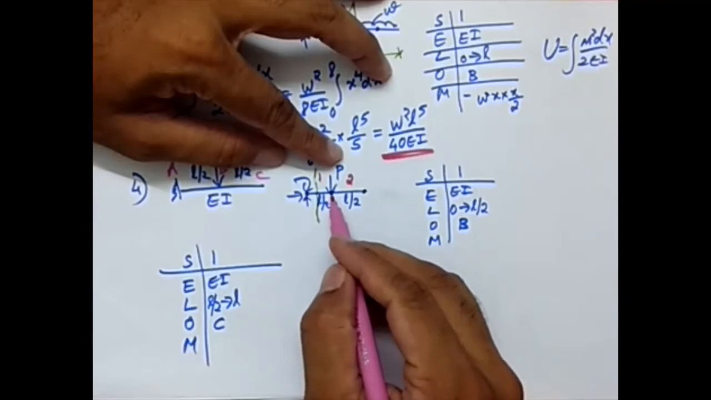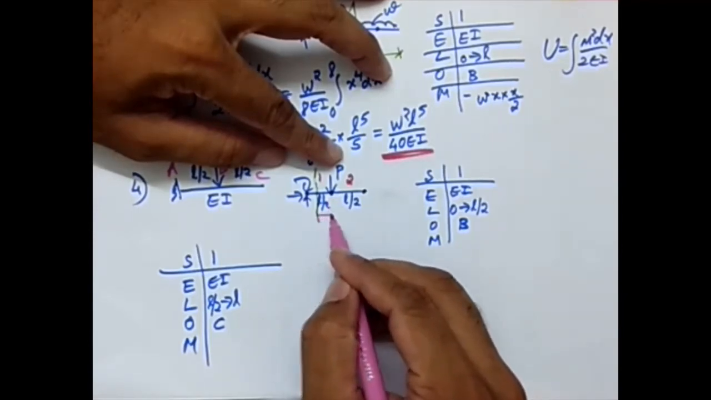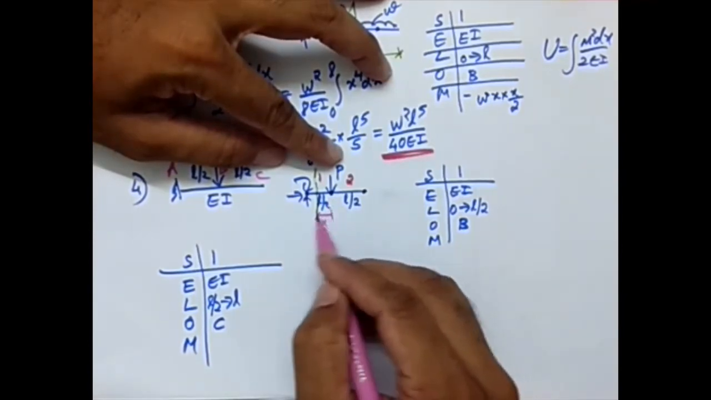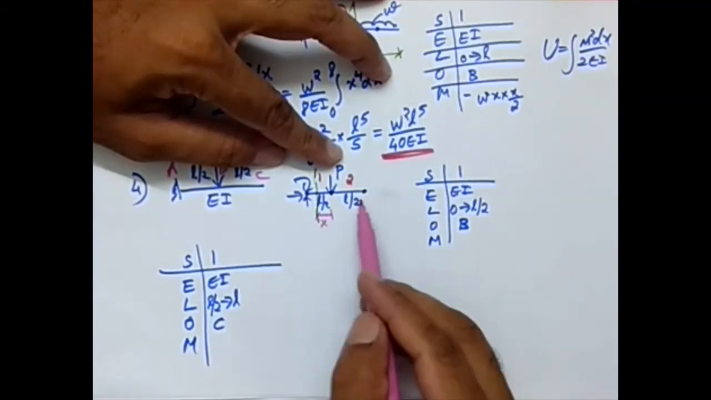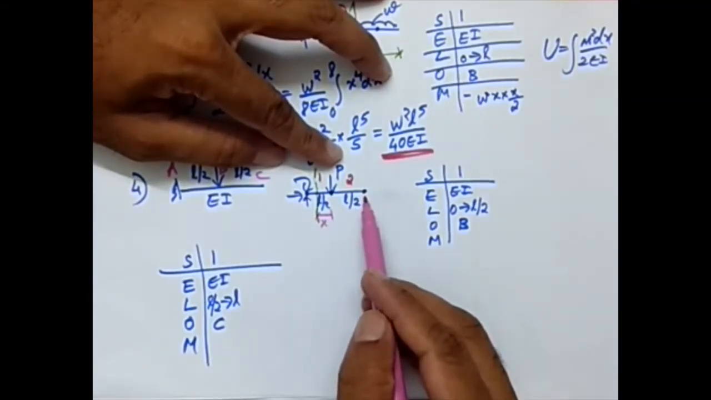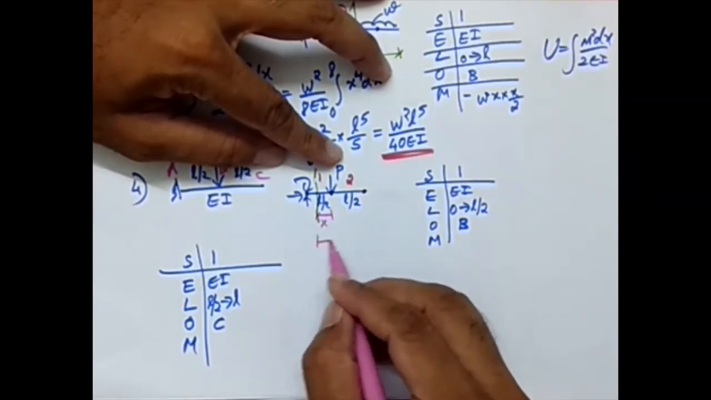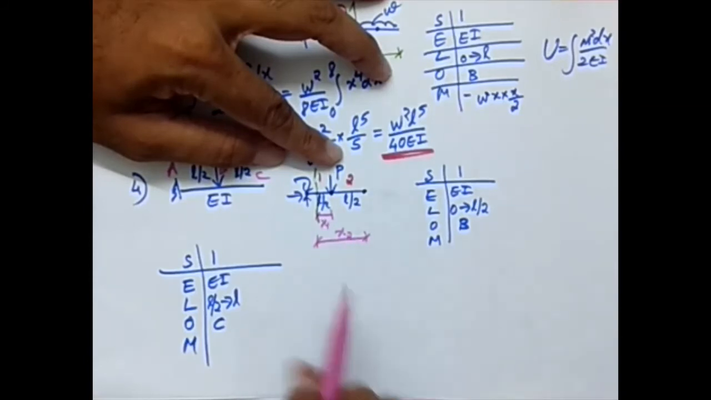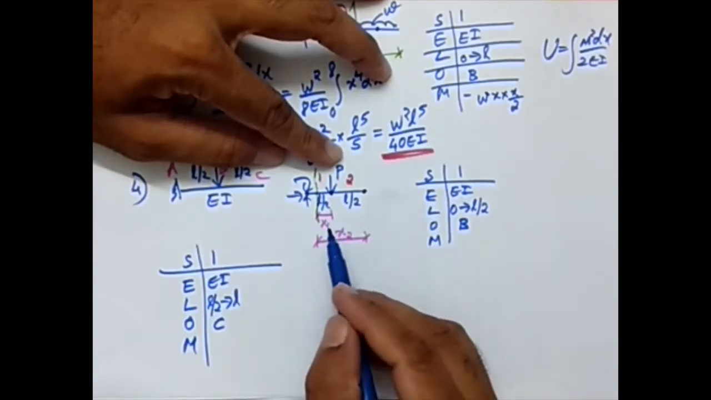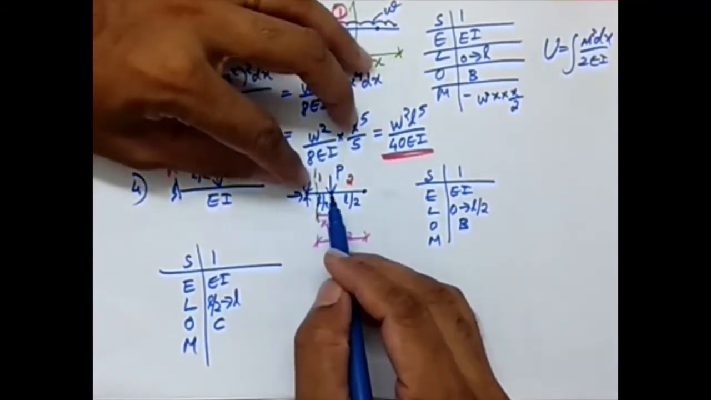So if B is the origin, the X will be the distance from origin, which is this. But if I'm taking C as the origin, what will happen to X? X will be this distance. I'm calling it X1 and I'm calling it X2. Understood? So depending upon the origin, the X changes, right? So if I'm considering this, this is X.